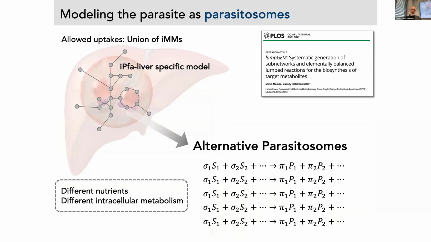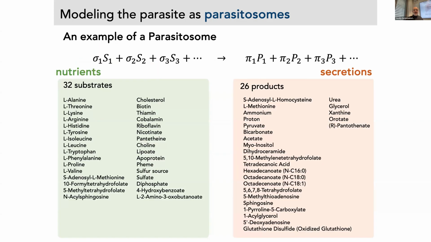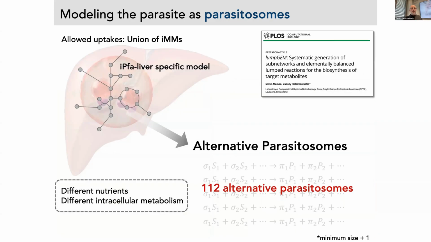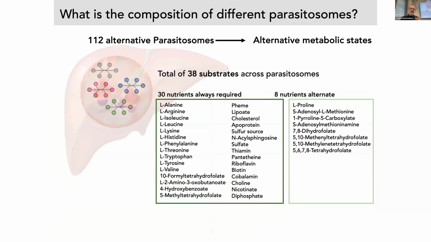And of course, one can now formulate the problem and ask, do I have any other alternative set of 32 substrates and 26 products in total? And it turns out that yes, we can have up to 112 alternative parasitisms. Again, it's like we have 112 elementary flux modes or extreme pathways, depending on how you want to see it, which are the different ways that, in a single one or in combination, these parasites can grow in the cell. It's very interesting because there are certain substrates that are common, always required for the growth of the parasite, which is very useful information because we know what the essential nutrients for the parasite are. And then there are some others which are alternatives.